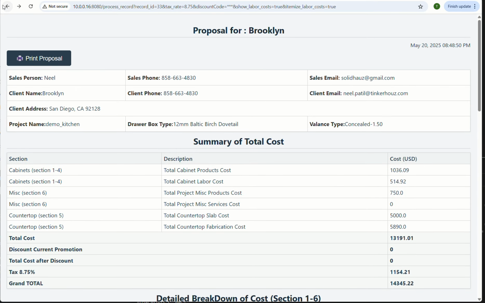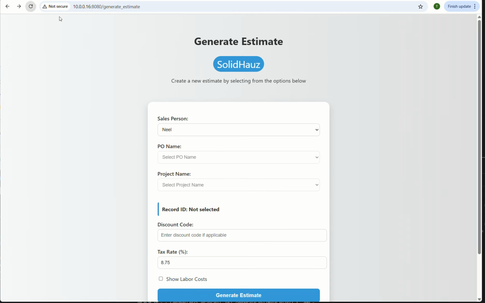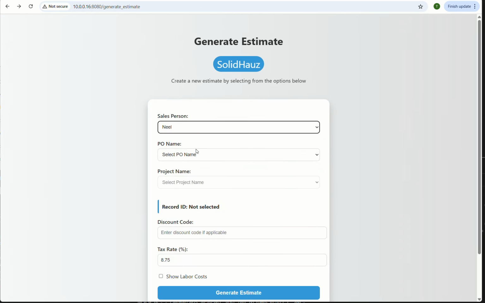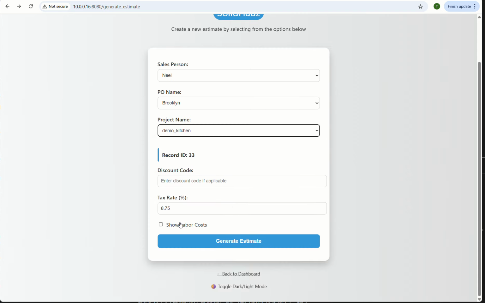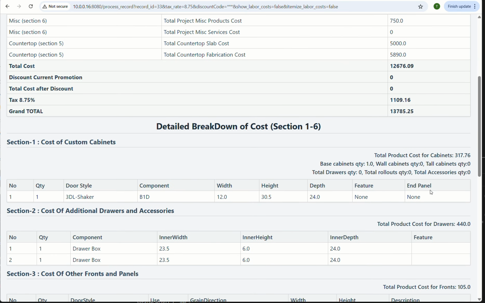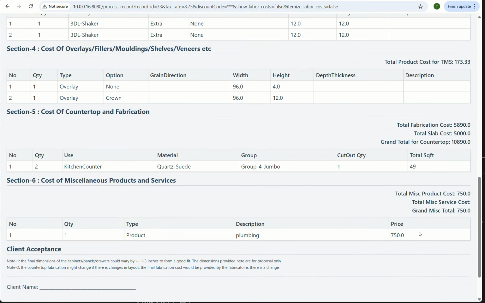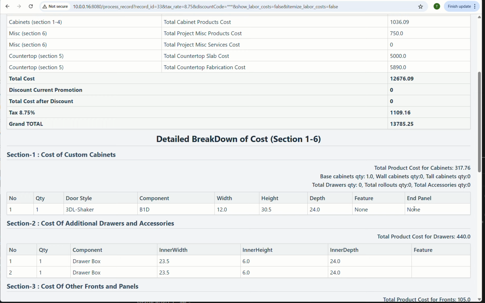But let's say you don't want to give the labor cost. You can just do this, and it will not break down the labor cost. So then those two columns are gone. That's what to show to the customer so that they're not figuring out what each of these is.